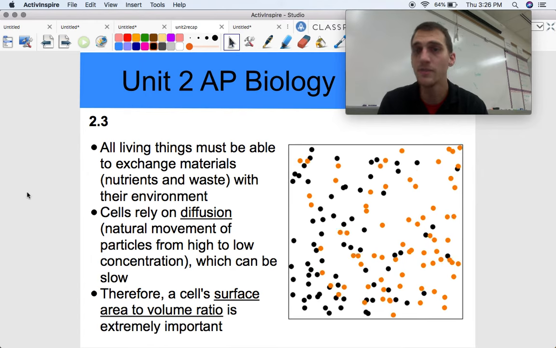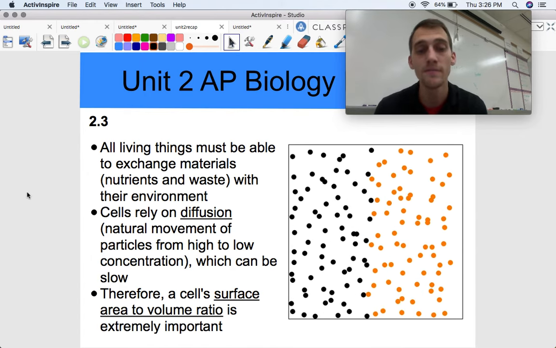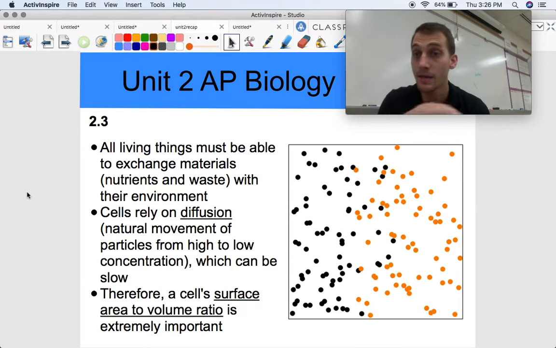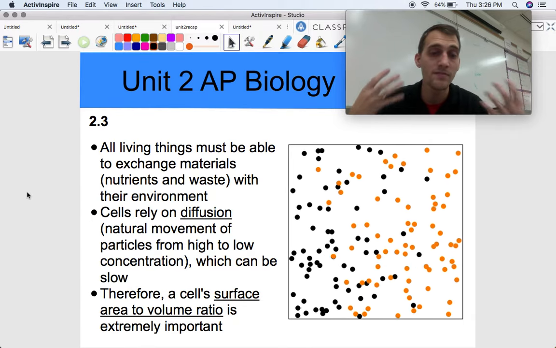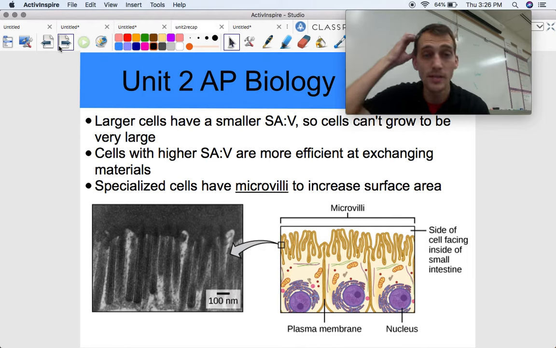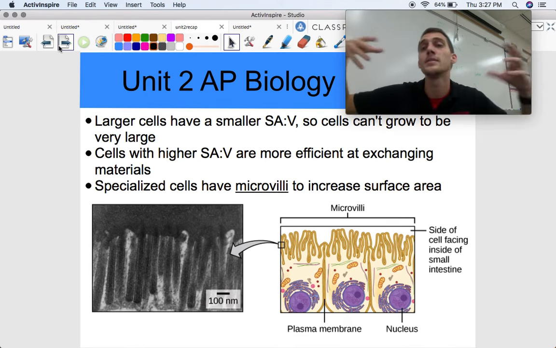But because diffusion is slow and cells are small, a cell's surface area to volume ratio is extremely important. How much surface area it has on the outside relative to how large it is, how much space it takes up, aka its volume, is a very important concept here. So larger cells have a smaller surface area to volume ratio. They tend to have a larger volume. As volume goes up, surface area tends to go down.